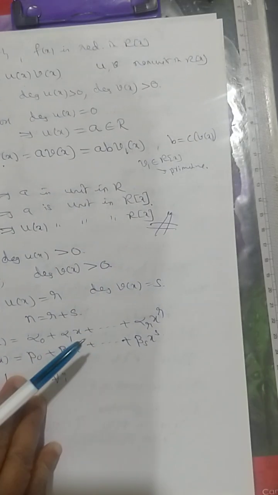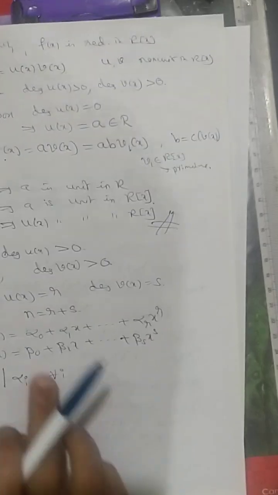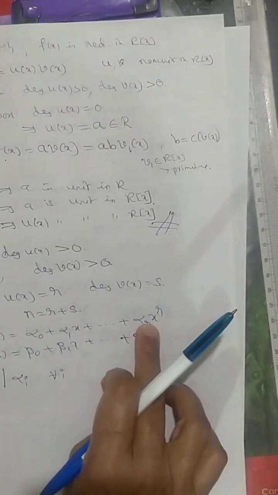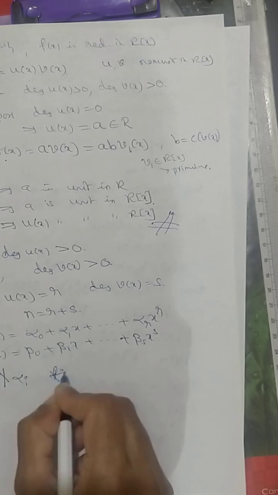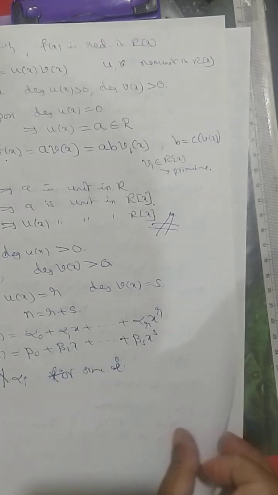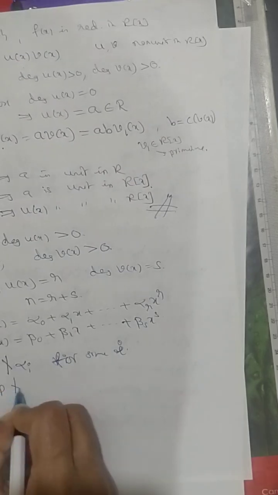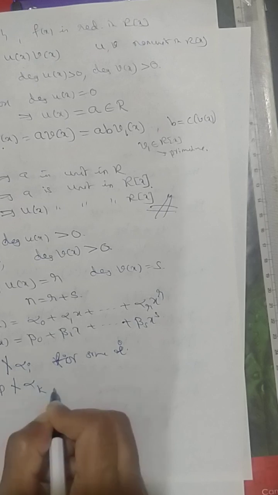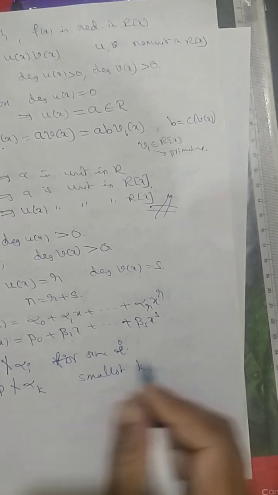By hypothesis, we have that p doesn't divide a_n. So there is some alpha_i such that p doesn't divide alpha_i. Now let us consider the least suffix such that p doesn't divide alpha_i. Let me take it as k, so k is the smallest suffix such that p doesn't divide alpha_k.